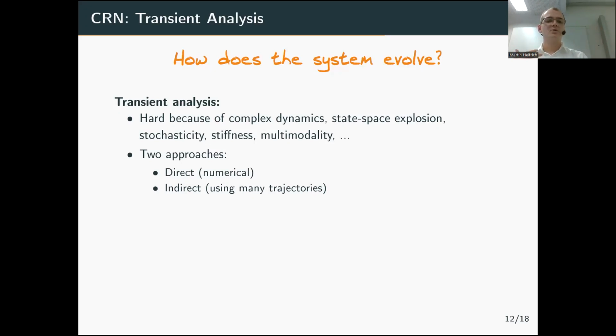To still try to tackle this problem, you do either a direct or an indirect analysis of chemical reaction networks. In the direct one, you try to numerically compute the answer to your question. So you run an algorithm that tries to compute this directly. Unfortunately, that's often not feasible, specifically if the system has a lot of states or has reactions that are very fast and very slow, then these things often don't work. And then you would use the indirect approach, where you run a lot of simulations of the system to understand how the system typically behaves.